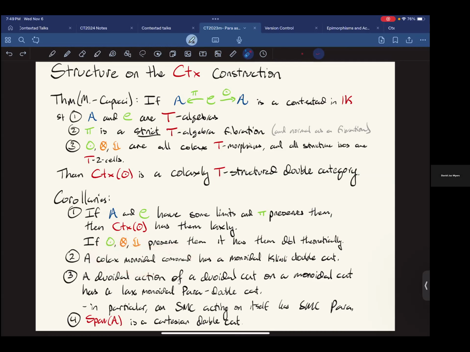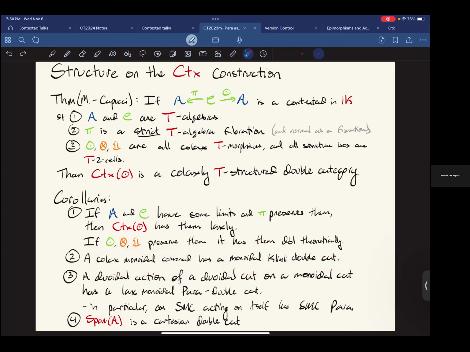What is that meaning? Well, remember, in that case, this was the identity, and this was the comonad. Well, we asked that these are all colax T morphisms, right? So in particular, this is colax. So in the comonad case, you're having a colax monoidal comonad, and you get a monoidal Kleisli double category at the end.